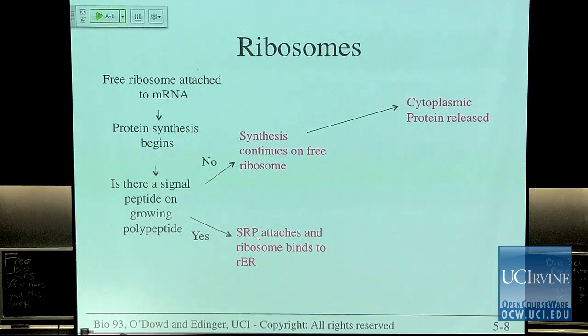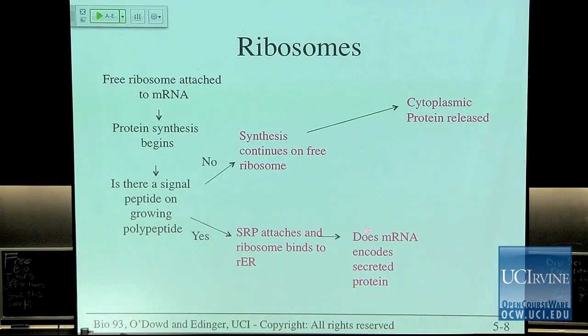Okay, if they have a signal peptide, which is what I started with before, yes, then what happens is a signal recognition particle. Anybody remember this from their LBL? Yes. Yeah, a signal recognition particle attaches to this and halts synthesis. And then the ribosome binds to the rough ER. Okay, this signal peptide is on two types of proteins. It's on proteins that are going to be membrane proteins and proteins that are going to be secreted.